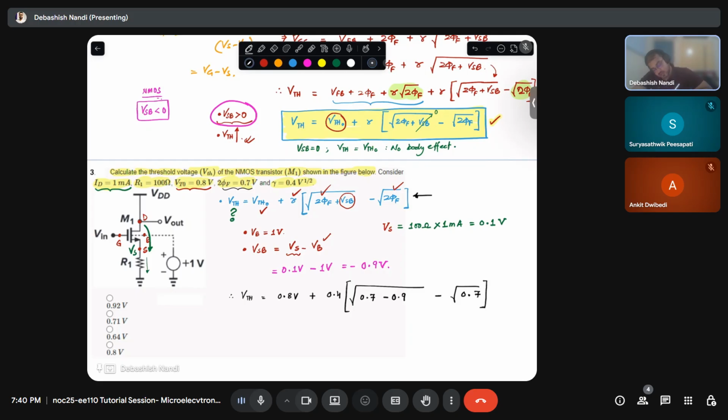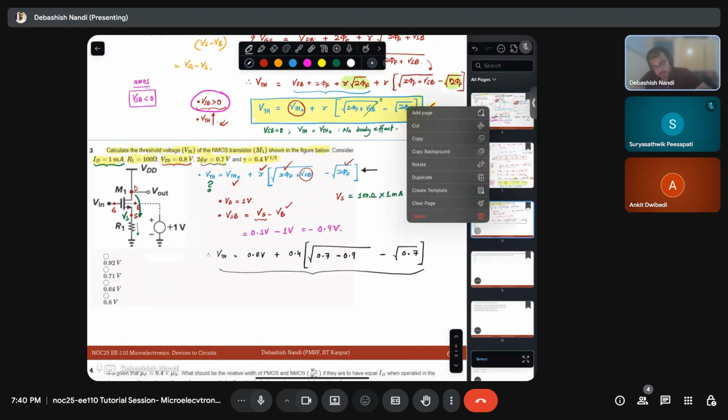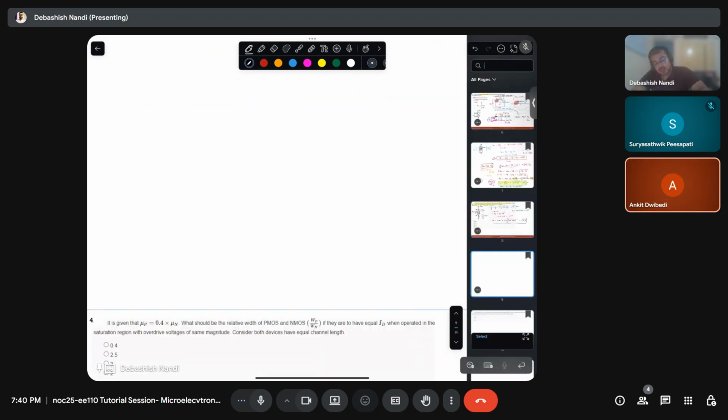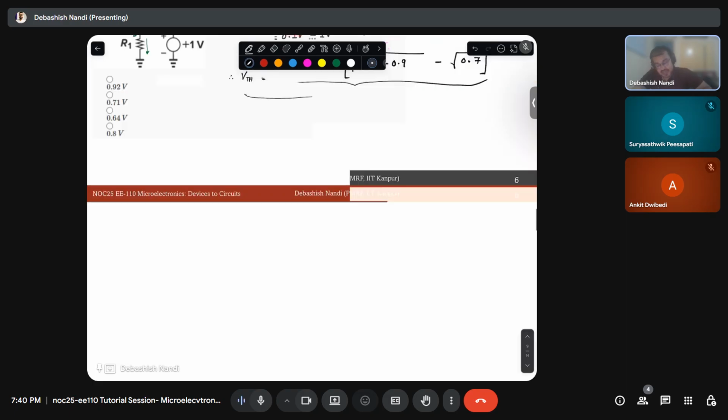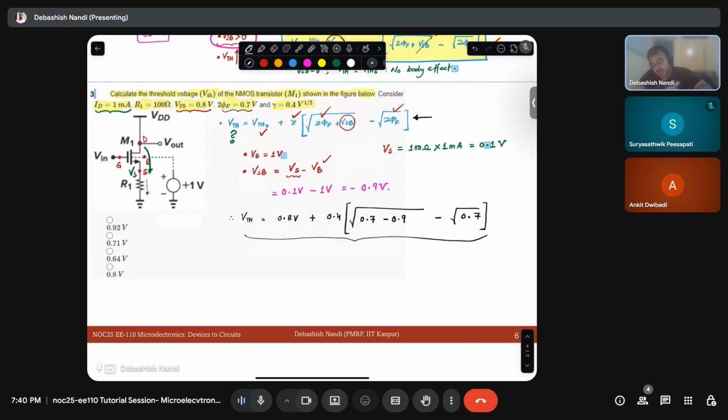So what is the issue I am facing? Under the square root we have a negative term. Is that allowed? No. What is the square root of some negative term? An imaginary number. Imaginary means i times the square root of mod A, right? So this means it is not physically possible.